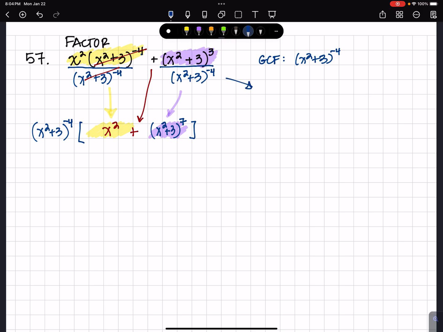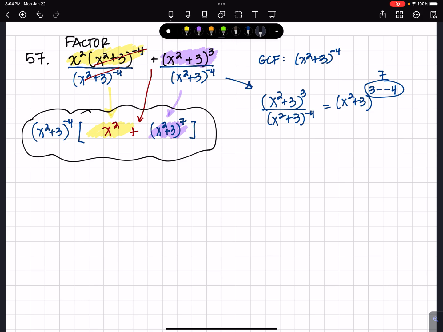I'll do that off to the side so you can see: x squared plus 3 cubed over x squared plus 3 to the -4 is equal to x squared plus 3. You keep the base and you subtract the exponents. 3 minus -4, well, that's a 7. Okay, so this is our answer. I'm going to box it or bubble it, and that's our answer.